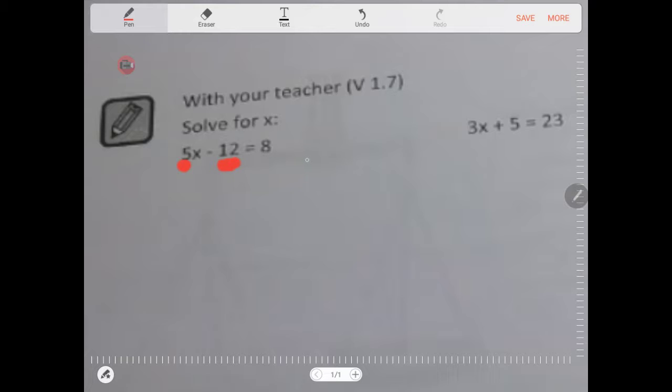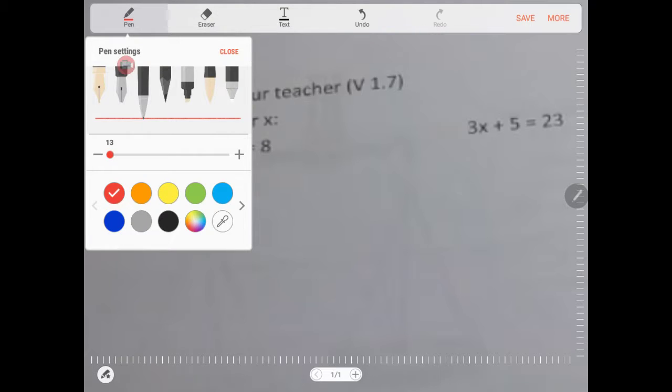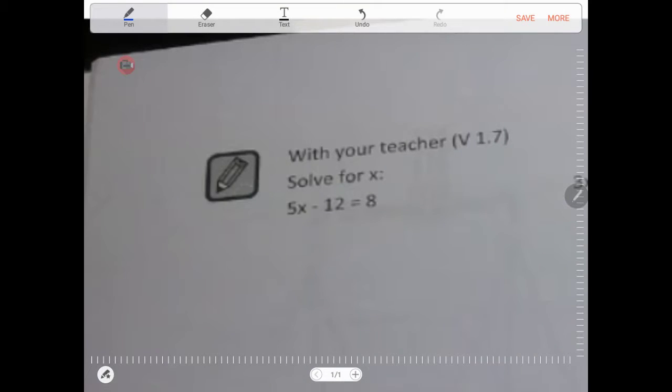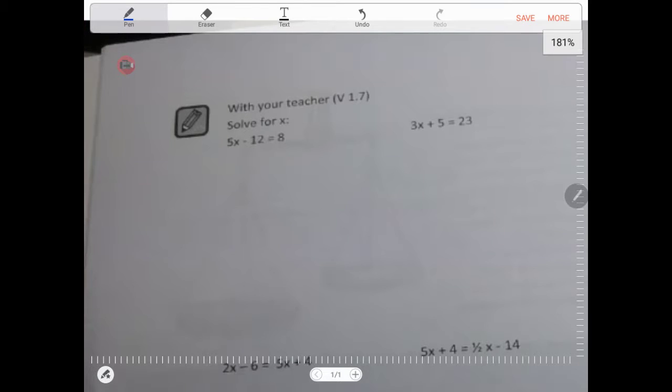We want both those numbers to go over the other side of the equation, or other side of the equal sign, so that x is on its own. So the tricky part is deciding, well, which one do we deal with first, because we can't deal with them both at the same time here. So the answer to that question is that we deal with the -12 first.